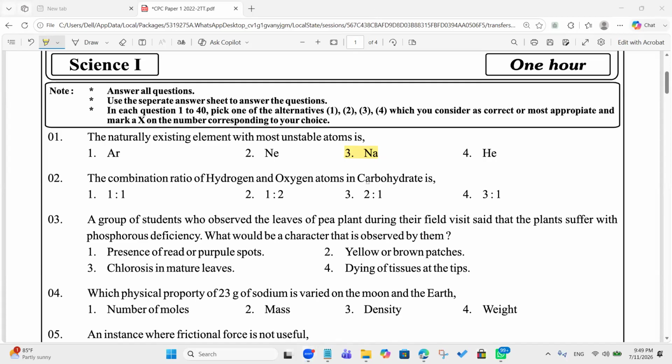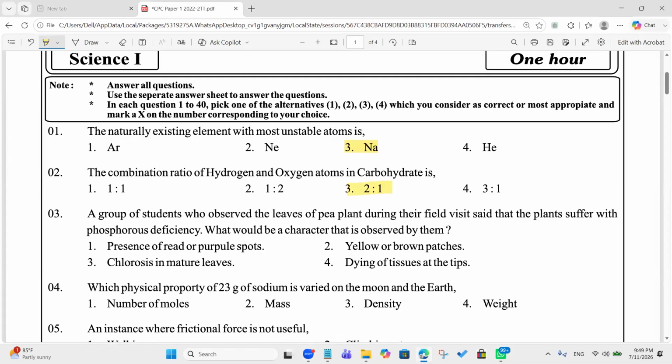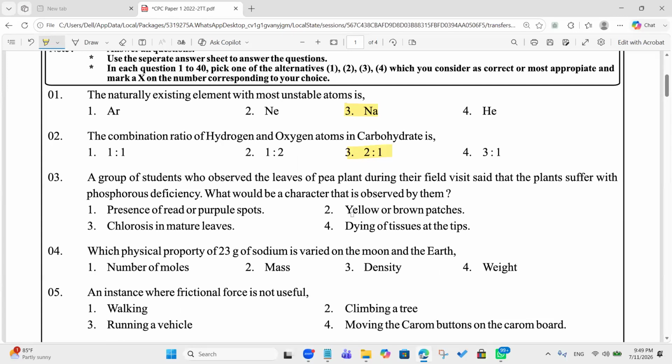if you remember the theory, then you can take the answer. What's the answer? 2 to 1 ratio. Hydrogen to oxygen, yes, that's correct. Number three, a group of students who observed the leaves of pea plant during their field visit said that the plant suffers phosphorus deficiency. What would be the character that observed by them?